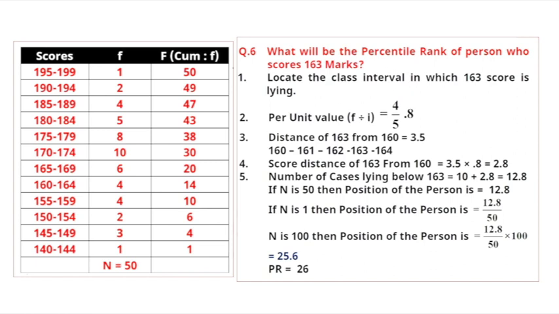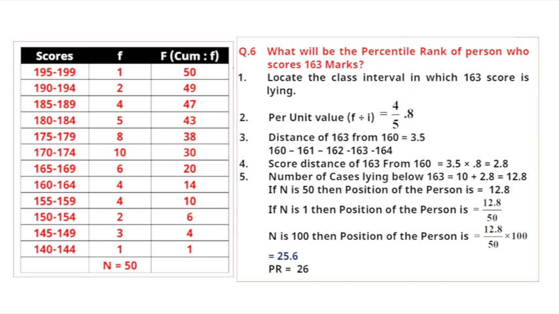Again, I have taken the same data which I took while I talked about the percentile and the quartile deviation. Again, 140, 144, 145, 149, 150, 154, 155, 159, 160, 164, 165, 169, 170, 174, 175, 179, 180, 184, 185, 189, 190, 194, 195, 199. So, frequencies are 1, 2, 4, 5, 8, 10, 6, 4, 4, 2, 3, 1, total is 50.